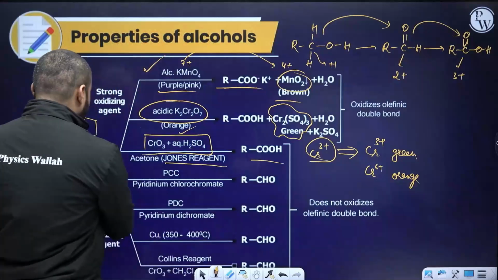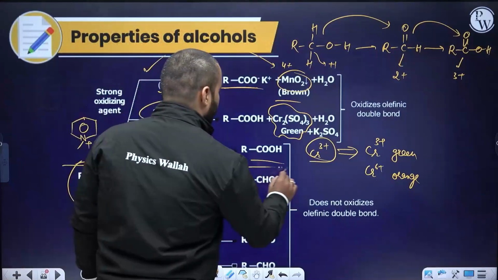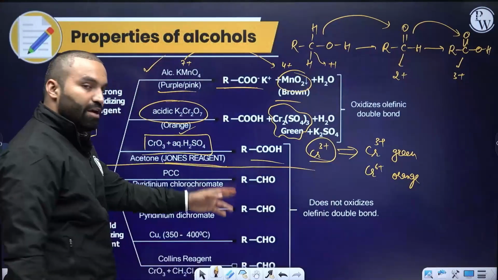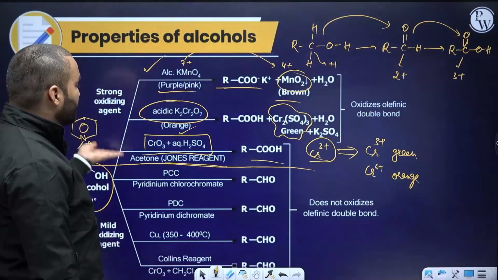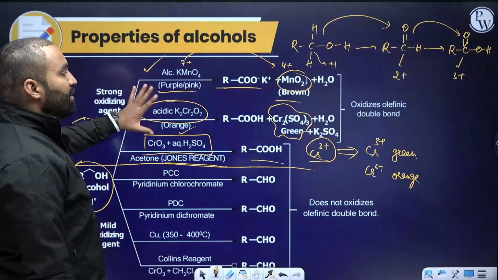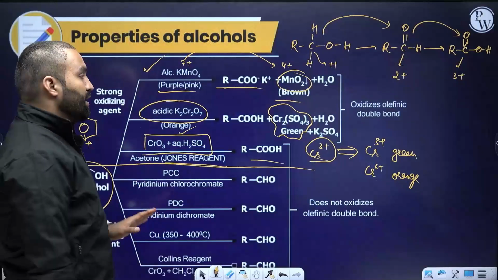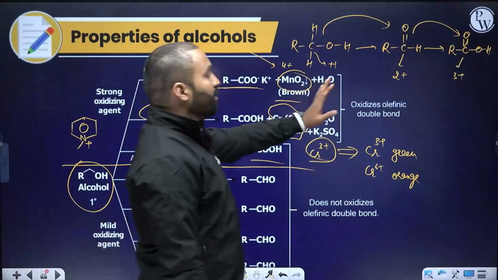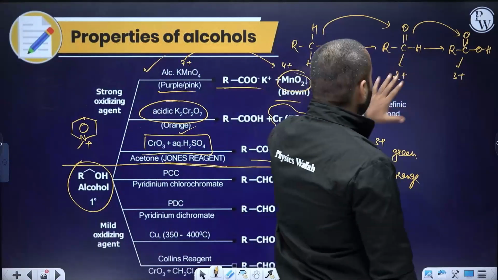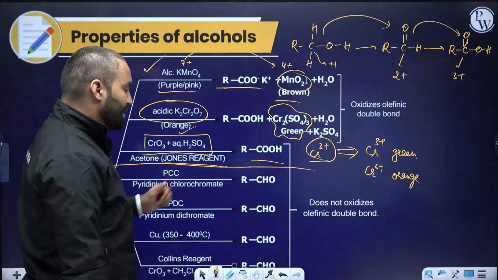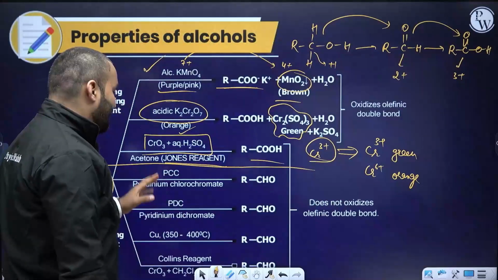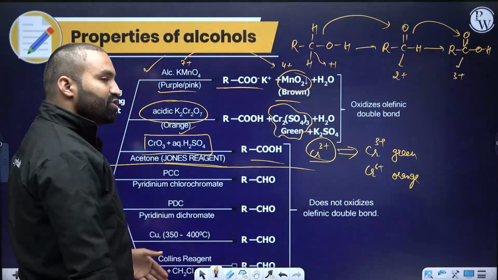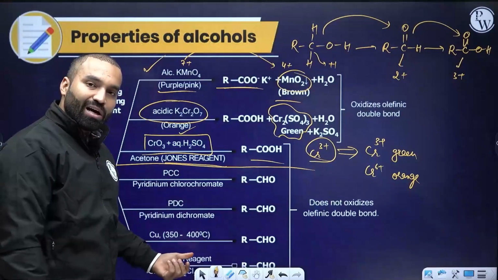Remember, from here, these are going to be weak or mild oxidizing agents. So they are mild, and above this demarcation, they are strong oxidizing agents. If you want to stop at the aldehyde formation, you need to carefully choose what reagent will be useful to you. You can also use PDC, pyridinium dichromate. You can also use just copper. These are all questions asked in the examination.